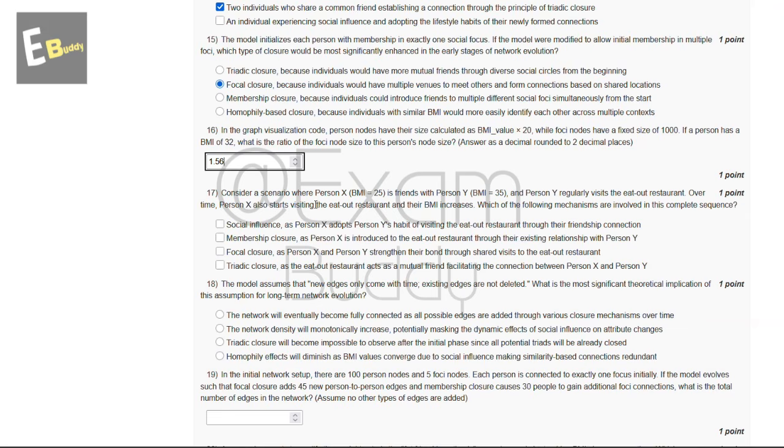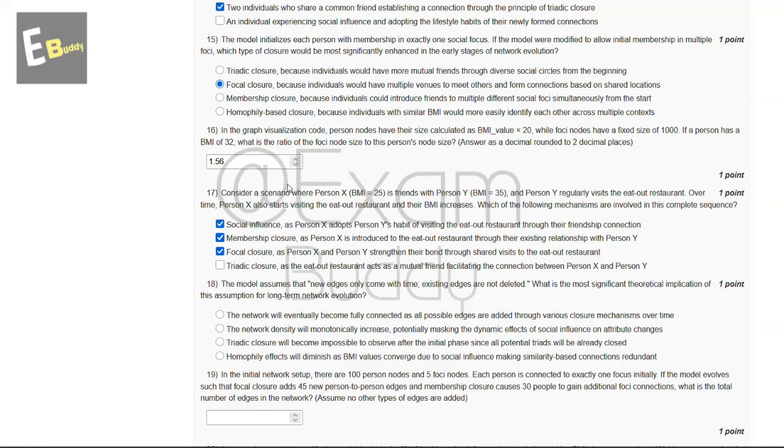And now let's go to our question number 17. Consider a scenario where person X (BMI equal to 25) is friends with person Y (BMI equal to 35), and person Y regularly visits the eat out restaurant. Over time, person X also starts visiting the eat out restaurant and their BMI increases. Which of the following mechanisms are involved in this complete sequence? So these are the options and the answer of our 17th question is A, B, C.